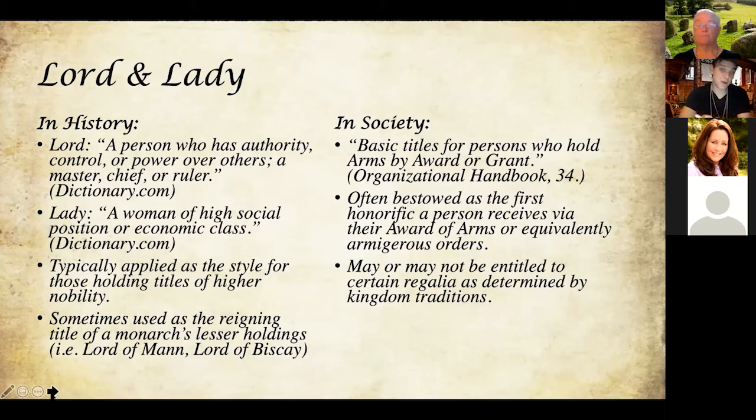In the society, this is the basic title for those who hold arms by either award or by grant. It is often bestowed as the first honorific a person receives via their AOA or the equivalent through an armigerous order, although in Atenveldt we do not have any true armigerous orders besides the Court Barony, and even that, we typically grant at the grant level as opposed to the AOA level. And depending on kingdom traditions, they may or may not have special regalia.